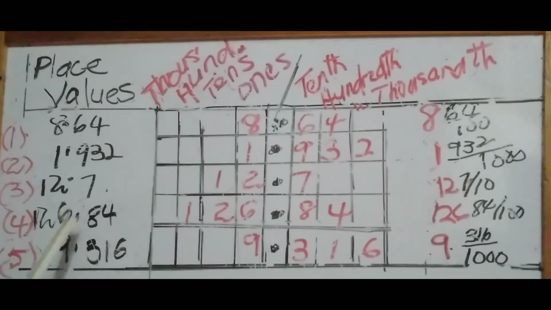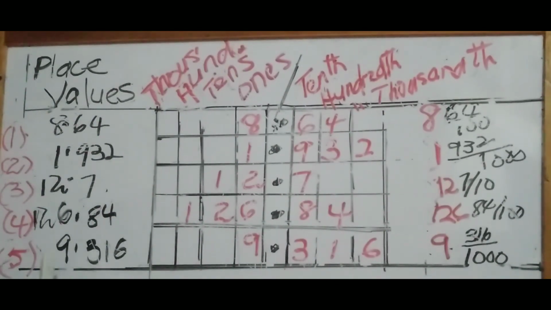This is 126.84. The 6 goes underneath the ones, the 2 goes underneath the tens, and the 1 goes underneath the hundreds. Over here, the 8 goes underneath the tenths, that's the first number after the point. Then the 4 comes automatically underneath the hundredths. So the number here would be 126 and 84 hundredths. 126 and 84 hundredths.